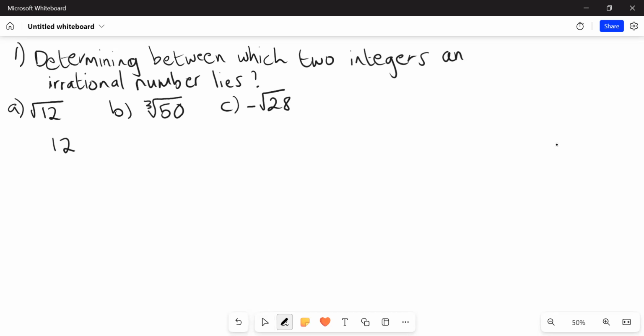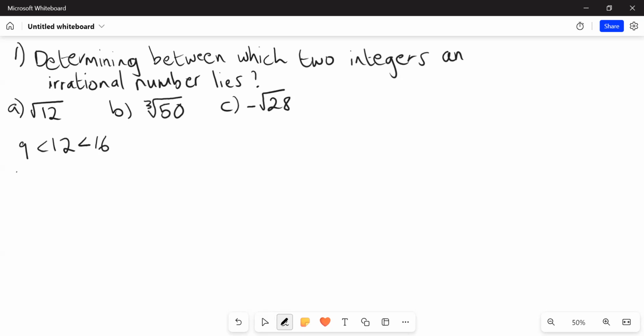So we're looking for perfect squares. One should be less than 12, the other should be greater than 12, but not just any perfect squares, consecutive perfect squares, right? So here we have 9, as well as 16 as our second perfect square. From here, remember now, they gave us root 12, so we need to create our root 12. So we need to square root all the numbers.